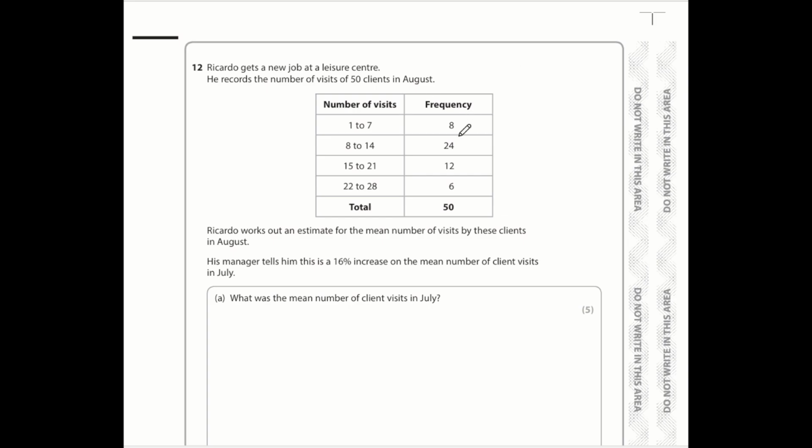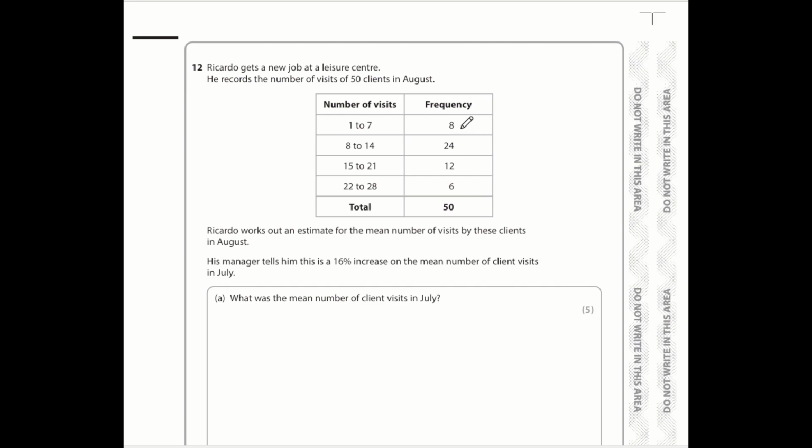So what we know is that 8 people visited between 1 and 7 times. So here the frequency refers to the number of people, or number of clients, that went to the leisure centre. Worth bearing that in mind. So 8 people went between 1 and 7 times. Now these 8 people might have all gone once, they might all have gone 7 times.